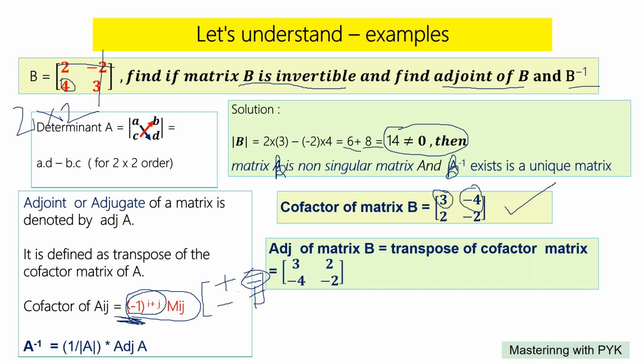Now the adjoint of a matrix. The adjoint of the matrix is obtained by the transpose of the cofactor matrix. This means the matrix which we have got here will be transposed. So how do we transpose? Transpose is simple. Interchange the columns to rows and rows to columns.